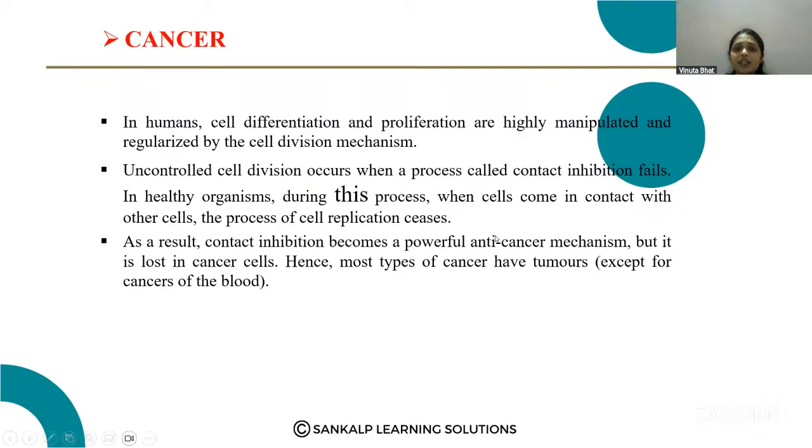In humans, cell proliferation is highly regulated by the cell division mechanism. So that is the controlled method in our body, cell division. But uncontrolled cell division occurs when the process called contact inhibition fails. So in a healthy person, during this process, when cells come in contact with other cells, the process of cell replication ceases.